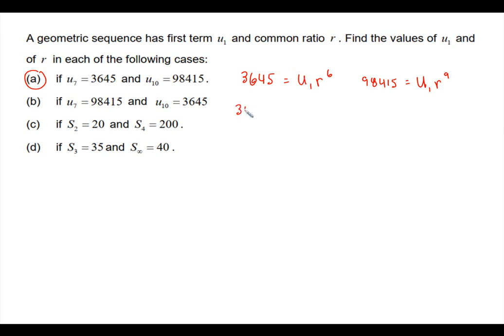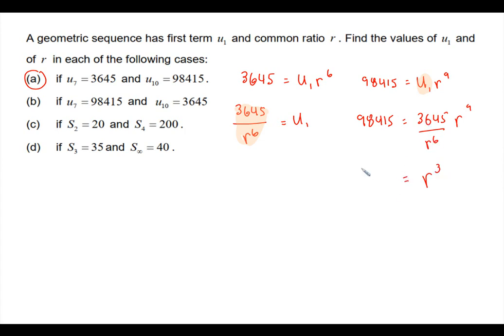So we would get 3,645 divided by r to the 6 equals u sub 1. And then we're going to substitute this over here for the u sub 1. So we would get 98,415 is equal to 3645 over r to the 6 times r to the 9th. So the r's simplify here, right? So basically we would end up with r to the 3rd.